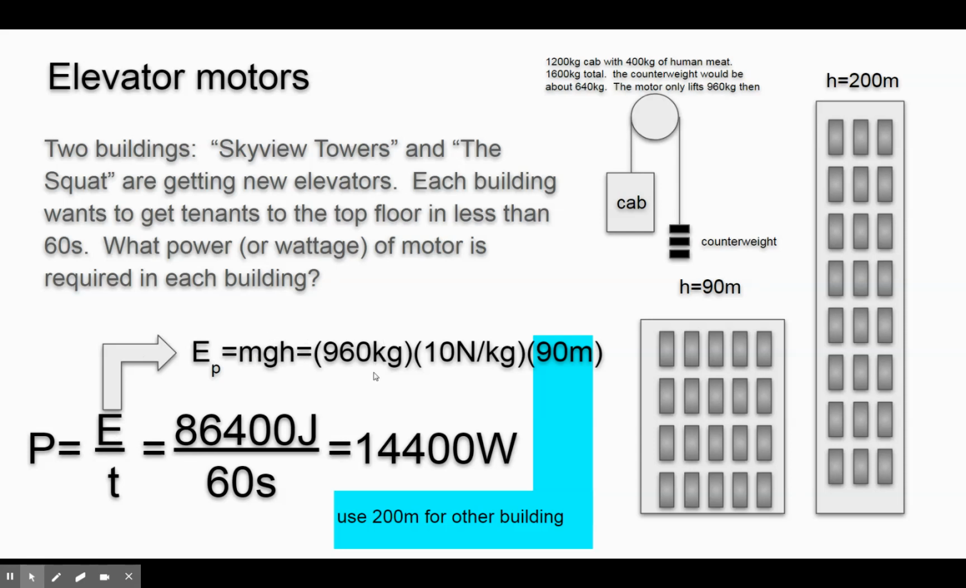Where did I get the mass of the elevator from? I got the mass of the elevator by inventing these numbers. I looked up that a standard elevator car is about 1,200 kilograms, and with about 400 kilograms of human meat, living and talking, right? It's not a slaughterhouse. So this makes the elevator cab about 1,600 kilograms.